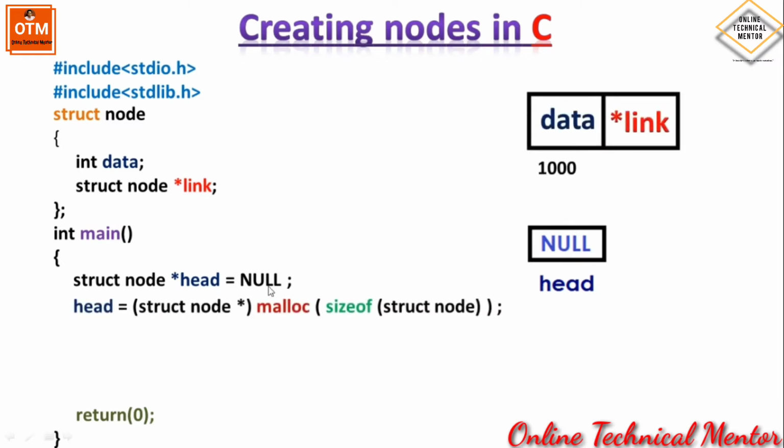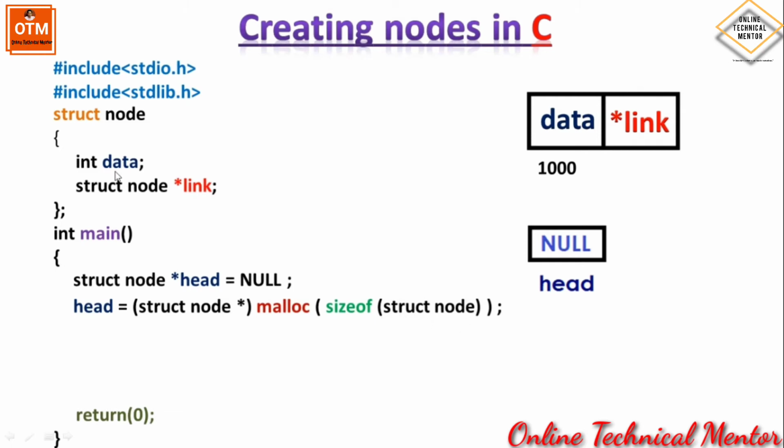Now look at the next line. This is the code for creating a node. Here I have written head equal to, within parentheses struct node star, then malloc, again an opening parenthesis, sizeof. This is an operator of C programming language which will calculate the size of any primitive or derived data type. And within the parentheses, struct node. The right hand side of the assignment operator will be executed first. So let me discuss the right hand side first, then we will talk about the left hand side head pointer variable. Now look at this segment first, sizeof within brackets struct node.